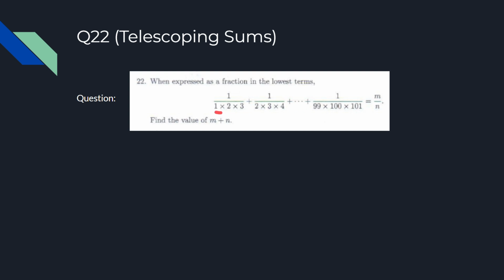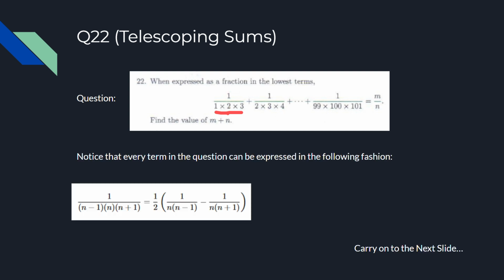The first three terms are 1 times 2 times 3, then you go 2 times 3 times 4. So you notice that this is actually in the form of n minus 1, that's going to be 1, for example, n, that's going to be 2, for example, then n plus 1. This is in the form of every term, right? And then we realized through partial fractions that I can actually express it as such. So you can actually expand this side out and see if it evaluates to the left-hand side, which it does.